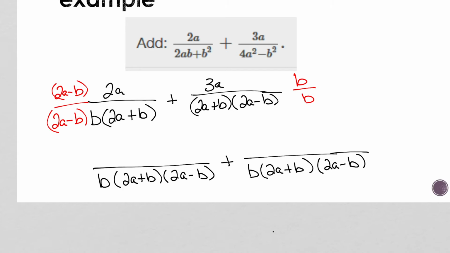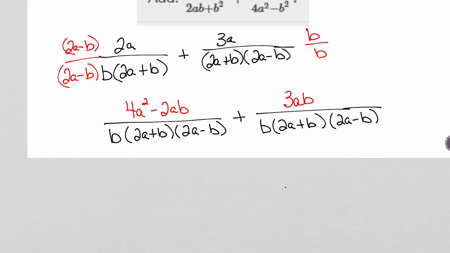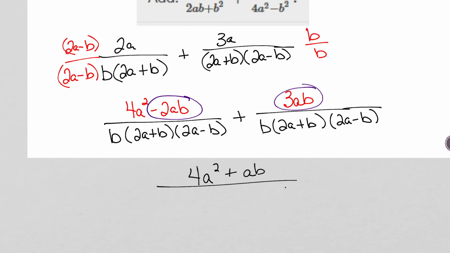So my numerator on the left becomes 4a squared minus 2ab. My numerator on the right becomes 3ab. Now let's combine our like terms. It looks like our like terms are here and here in the numerator. So I end up with 4a squared plus ab over b times 2a, oops, I forgot to put my plus sign there.